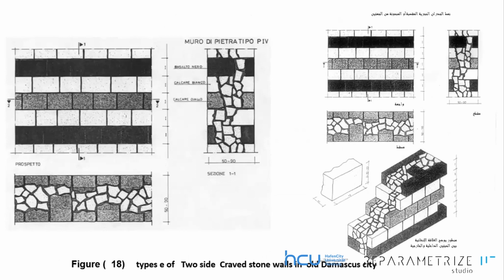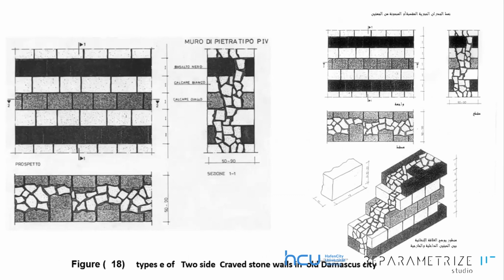Now, in traditional houses, we have 3 types of wall. The first one is the type of two-sided curved stone walls. As we see here, two sides using curved stone with 3 colors, black and white and yellow. And inside, between these 2 curved stones, we have natural stone to fill the space between them.